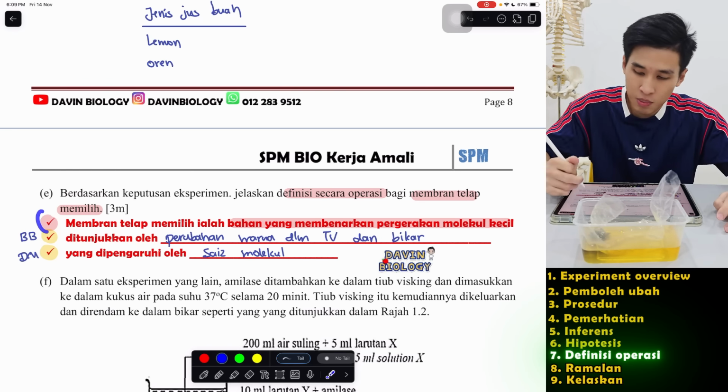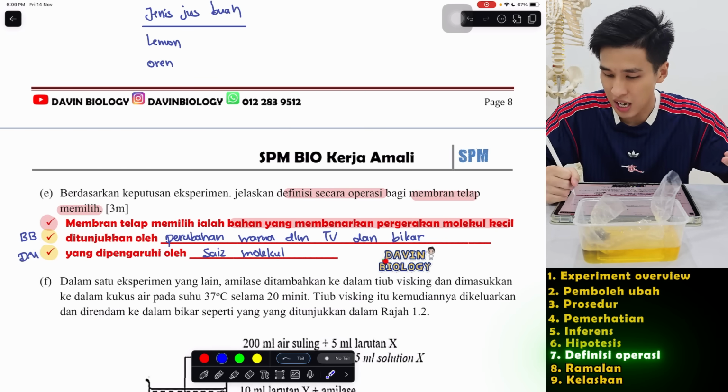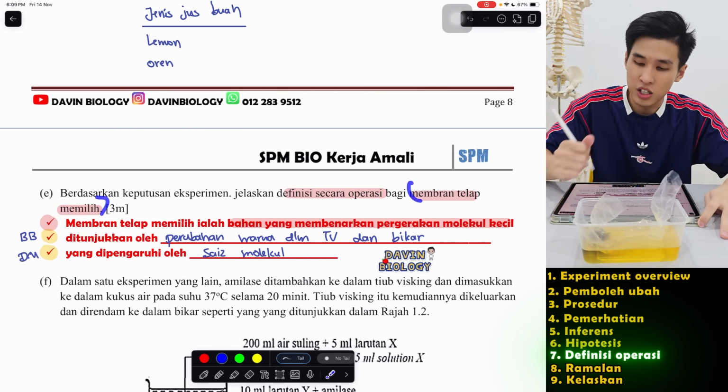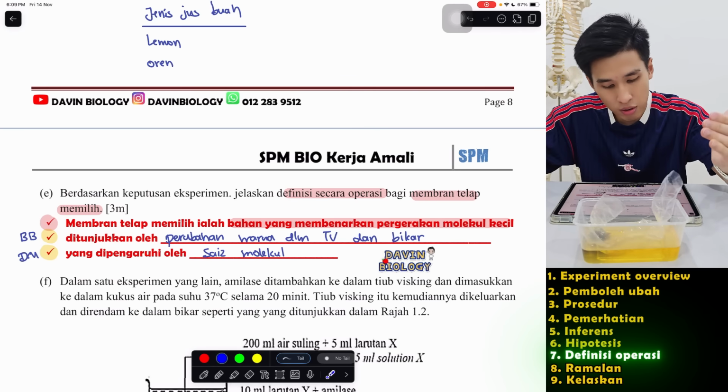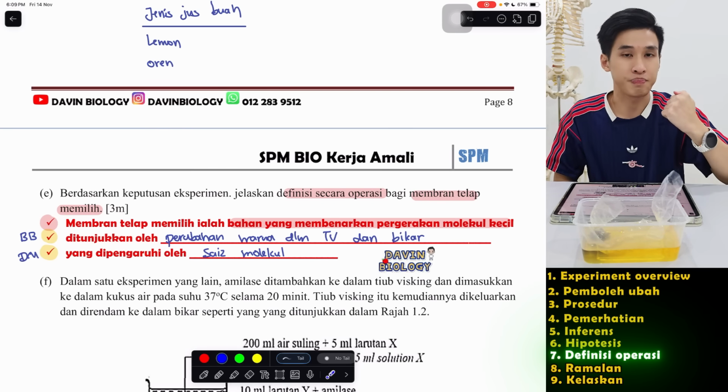So for other experiments, maybe the first mark will be harder to get. So if you really can't remember, then just hantam. But here I tell you the answer already. If it's membrane telah memilih, just write this. Then ditunjukkan oleh bergerak balas yang dipengaruhi oleh dimanipulasi.